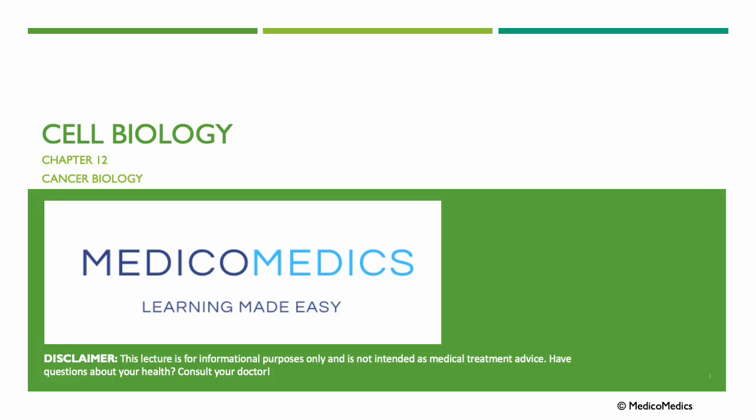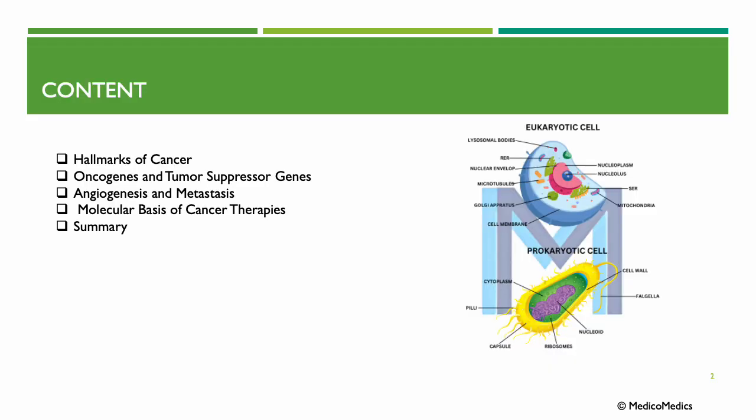Cell Biology, Chapter 12, Cancer Biology. So in this lecture, we will briefly discuss the hallmarks of cancer. We will discuss oncogenes and tumor suppressor genes. We will compare and differentiate between angiogenesis and metastasis. We will also look at the molecular basis for cancer therapies and end with a summary.